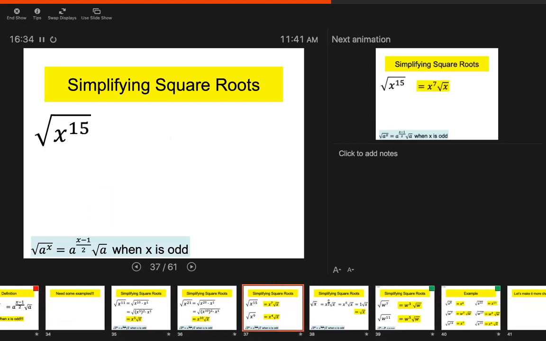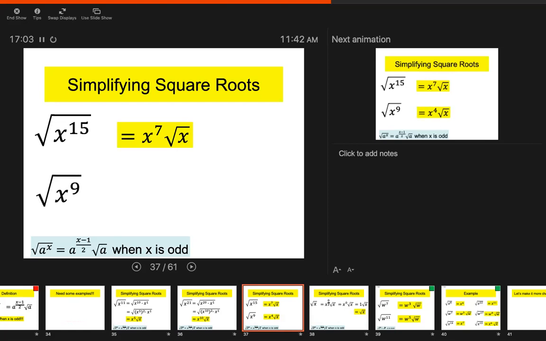15, odd or even? Odd. Subtract 1. 14. Half of 14. 7. So x to the 7th is on the outside, x is on the inside. Better, or about the same? Okay. It makes a little more sense, but all right, well then do another one.